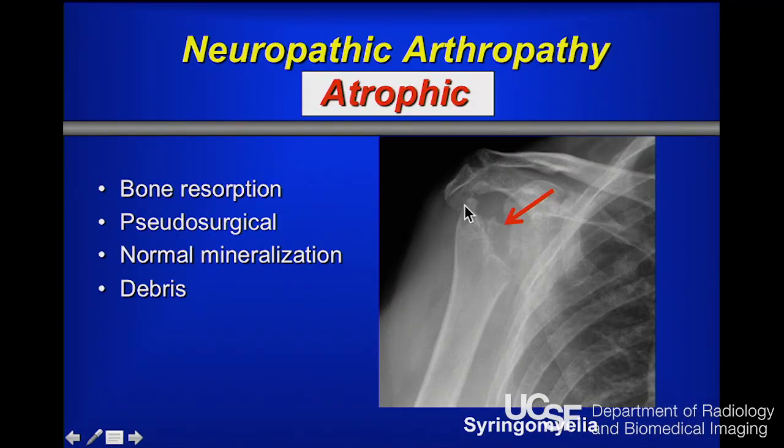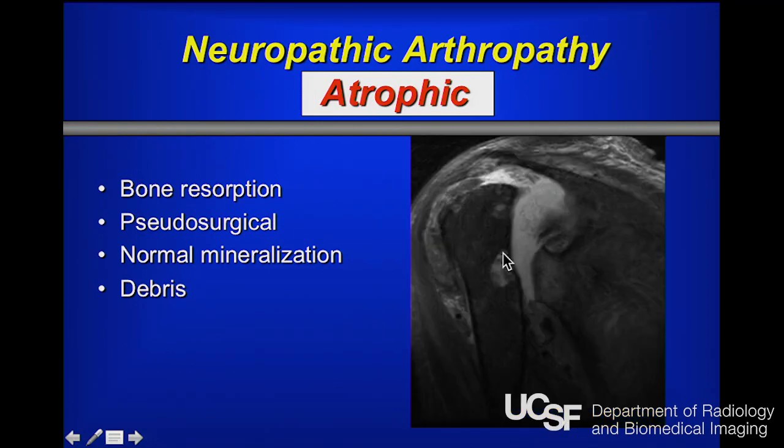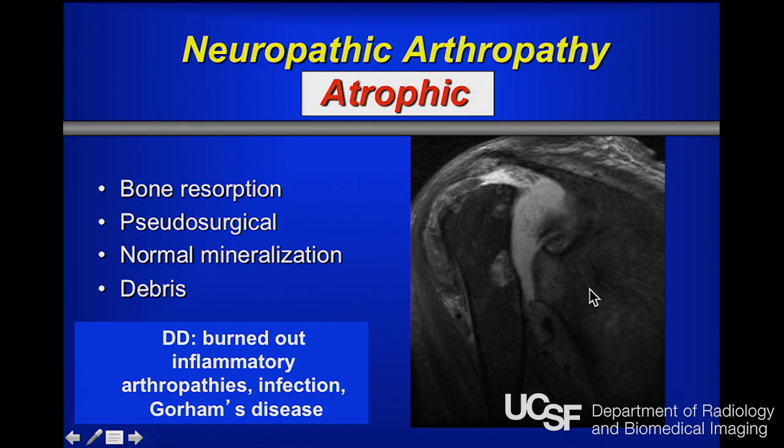And there's bone resorption, which may look like there's resection of the bone. At the same time, the mineralization is relatively normal, and again, there's debris. This is an MR image where you see this sort of pseudo-surgical resection or destruction of the humeral head. There's a differential diagnosis for this, which you should have in mind. It's burned out inflammatory arthropathies, it could be burned out infection, or Gorham's disease.